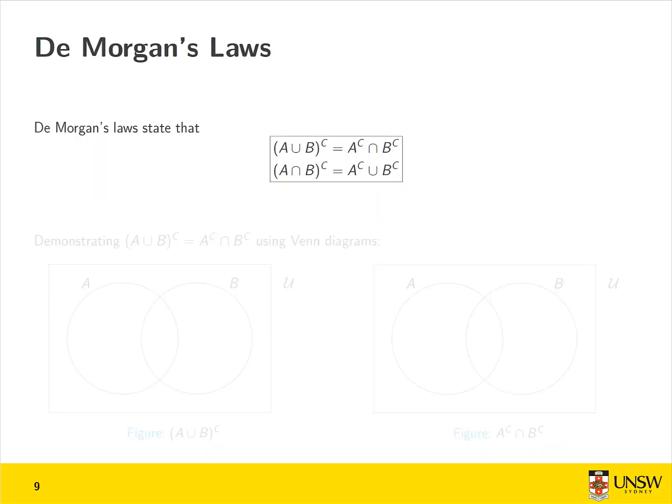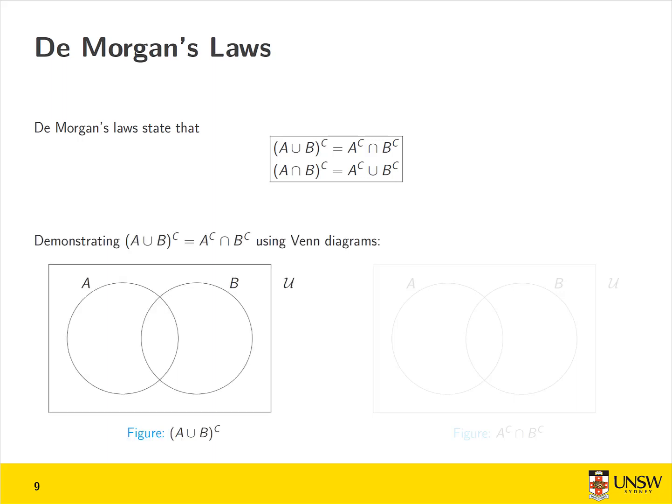A special pair of relations known as De Morgan's laws describe how the operations of intersection, union, and complement interact. Specifically, the first law states that the complement of the union of two sets is the intersection of the complements of the individual sets. Similarly, the second law states that the complement of the intersection of two sets is the union of the complements of the individual sets.